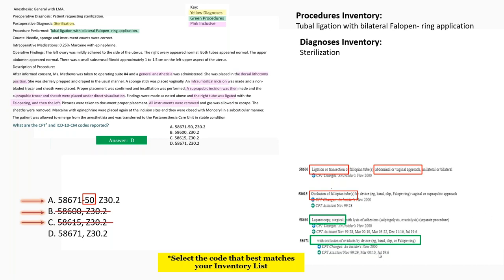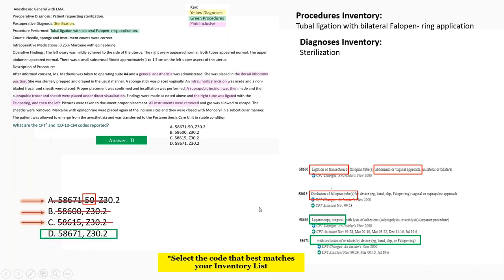Yes, no modifier is needed because 58671 is coding for laparoscopic surgical occlusion of oviducts. So that means it's more than one, by the device. Yes, so this is coding for both fallopian tubes, so we don't need a bilateral modifier to indicate a bilateral procedure was performed. That will help us eliminate option A.